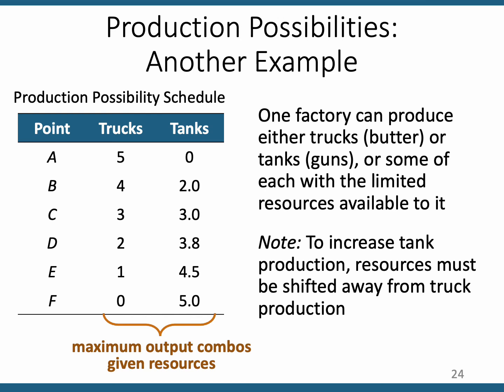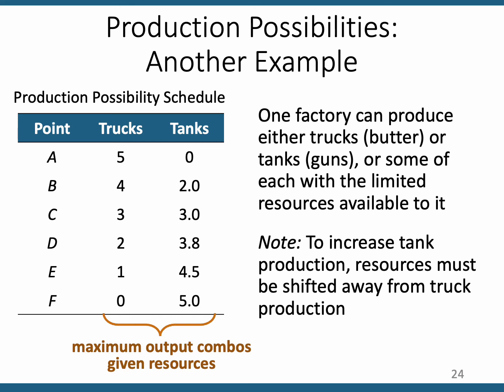In this example, again, imagine that it's one factory that's being converted or it's shifting between truck production and tank production, as might happen if the nation were to become involved in a war and need to start producing more tanks. And so if that were the case, you might go from point A in this example, where this factory was producing, this is daily production, I believe, 5 trucks per day, to point B, where now they're producing 4 trucks per day, but 2 tanks.